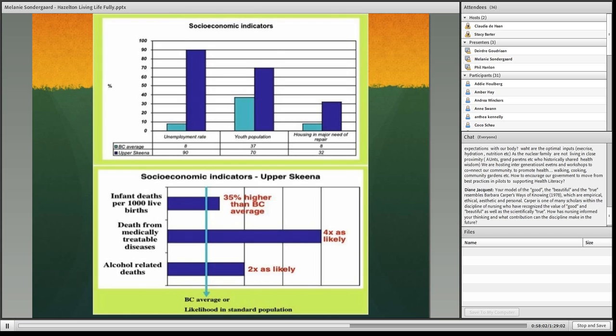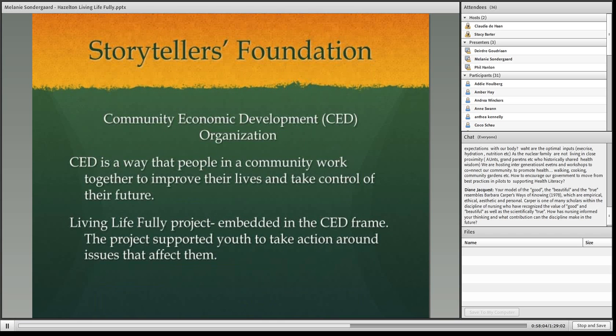Storytellers Foundation has been working in the Hazelton region for about 20 years now, and we use a community economic development approach. I saw that one of our hosts here is the CED network in Canada, and I think that's critical for our discussion because of a lot of what Phil said, that we need to find new ways of thinking and being.